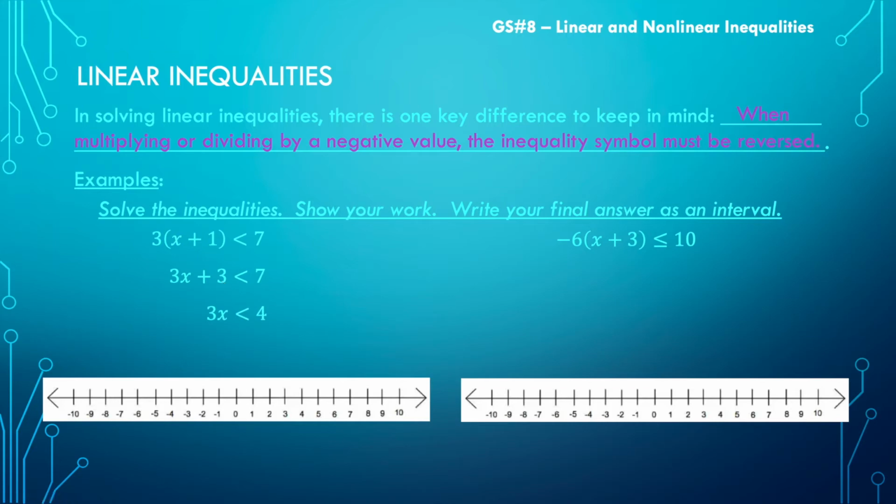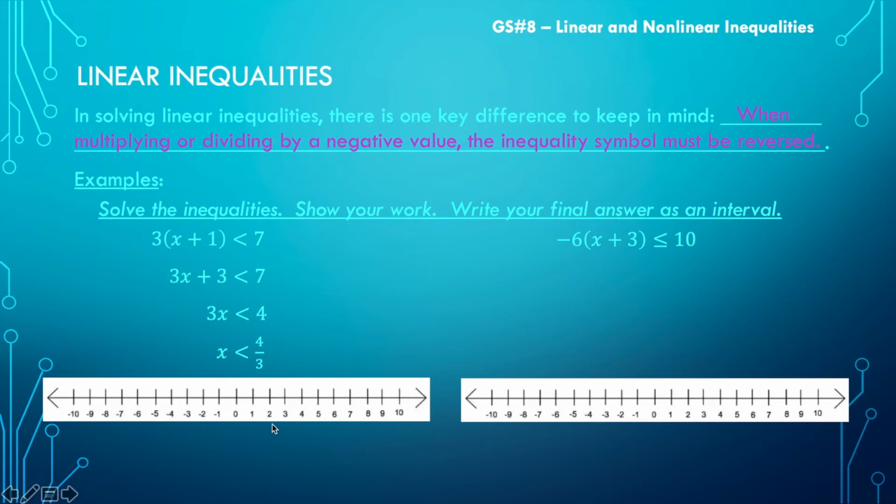And then last you would divide through by 3. And that 3 is positive, so there's no need to reverse anything. We're just going to divide through the left side and the right side by 3. And we would end up with the statement x is less than 4/3. And that just means that x can be any number less than 4/3. So 4/3, remember, is 4 divided by 3, which is a little more than 1 and 1/3.